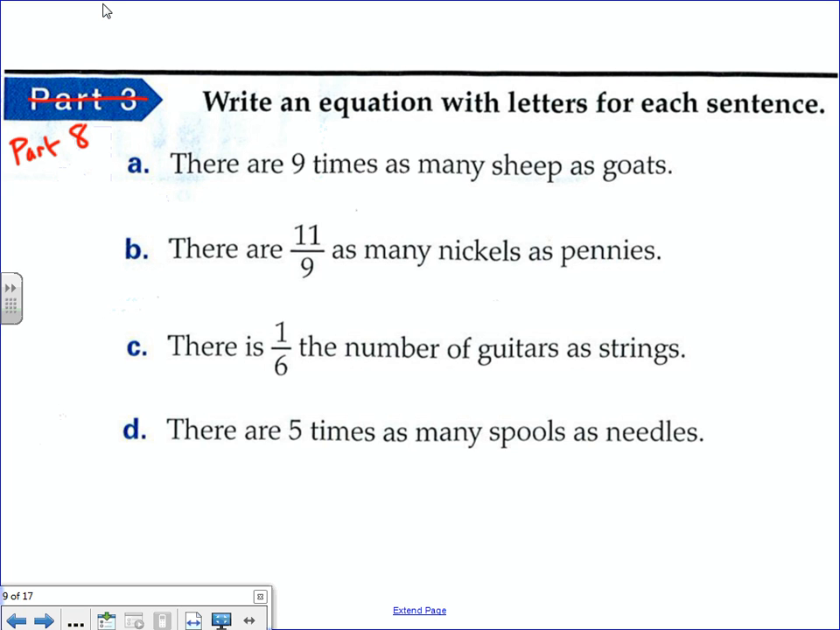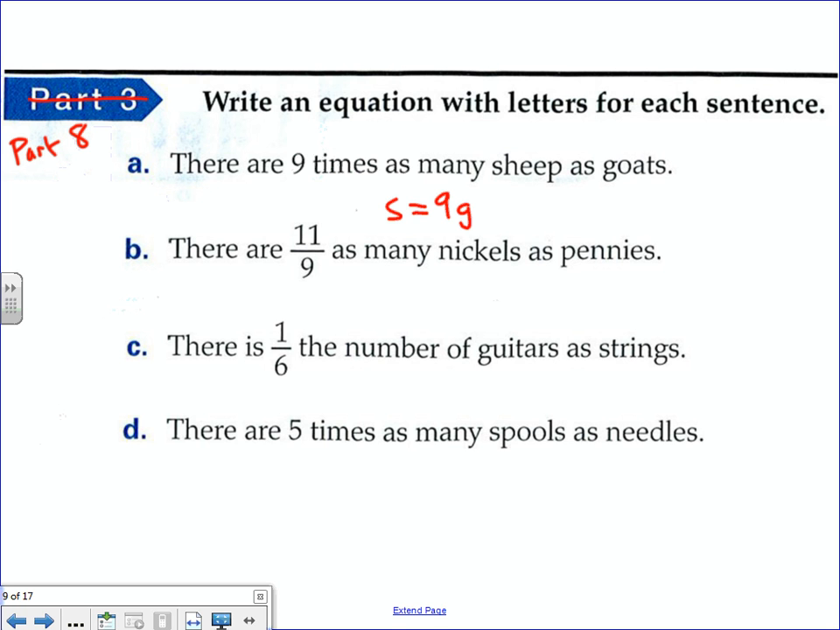So for A, it says there are 9 times as many sheep as goats. Okay. Again, what comes first? Sheep comes first in the sentence. So it's going to be S equals, and then it says 9 times as many sheep as goats. So 9 times the number of goats. So the sheep would equal 9 times the number of goats.